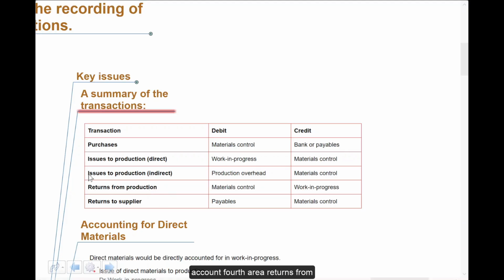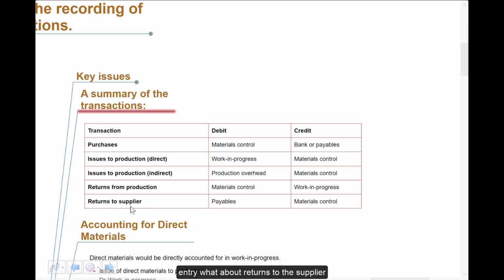Fourth area, returns from production. What do we mean by that? Well, basically the reverse of what we've just had, some sort of return, perhaps a material faulty in some way, shape or form. The way that we would deal with that, clearly, is the reverse of how we dealt with this, i.e. that we credit work in progress and debit the material control, the reverse of this entry.